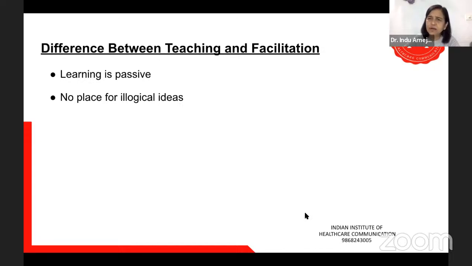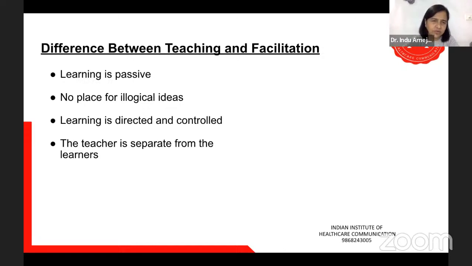Learning is passive in teaching. There is no place for illogical ideas. I mean, anytime if the student says something wrong, the teacher stops and says, "Oh, what you are saying, that's not going to work." And as mentioned by some of you, it is directed and controlled by somebody who has knowledge and expertise or subject knowledge.